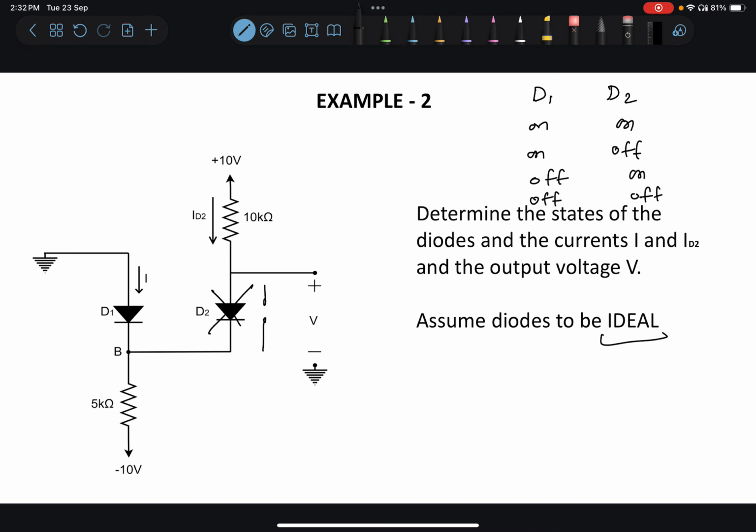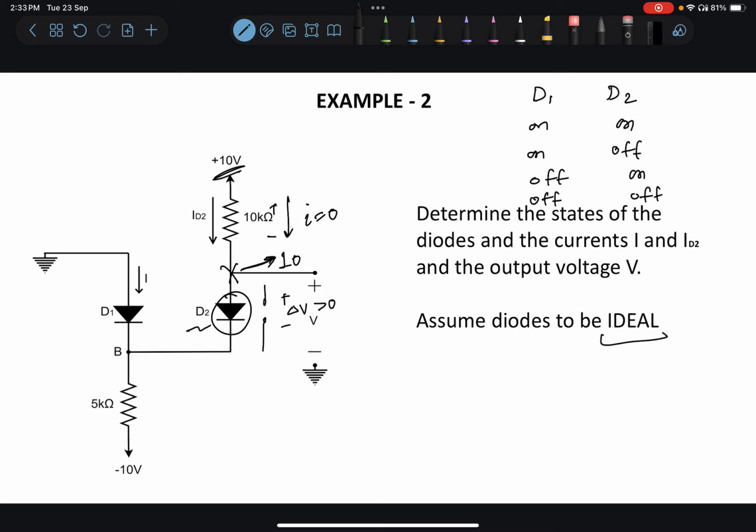If this is an open circuit, there is no current through the resistor because there is no current path. Hence this current is 0. So this potential will be the same as this potential, since there is no IR drop across the resistor. So this will be 10 volts. Now since the positive terminal of D2 is at 10 volts, this diode will most likely conduct, because 10 volts is the highest rail in the circuit and this is a very high potential. So the delta V across the diode will be greater than 0.